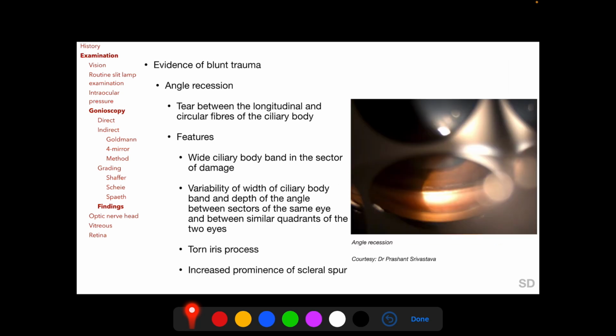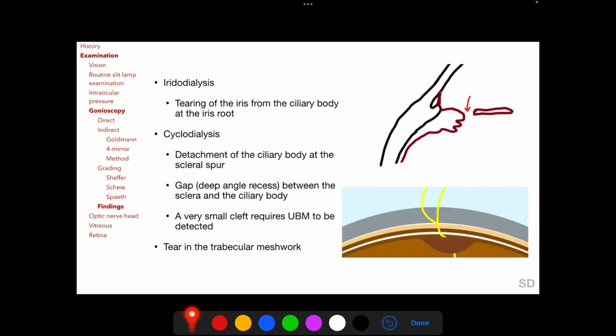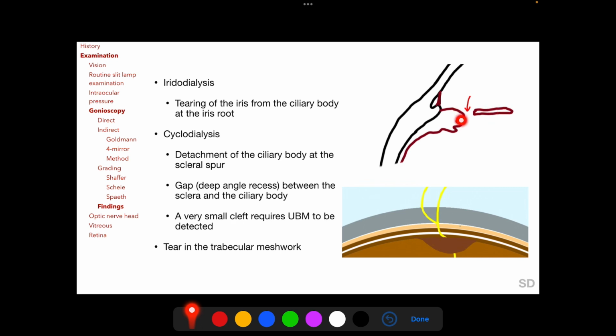This photograph shows a patient with angle recession with a wide ciliary body band and torn iris processes. Iridodialysis is tearing of the iris from the ciliary body at the iris root, and this diagram represents the gonioscopic appearance in a patient with iridodialysis.